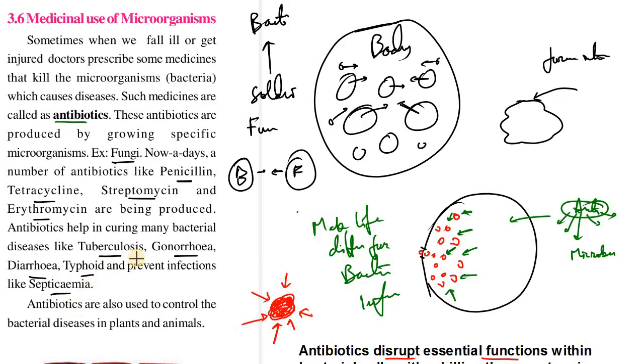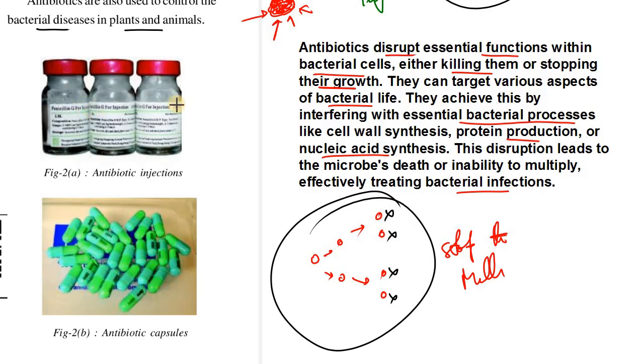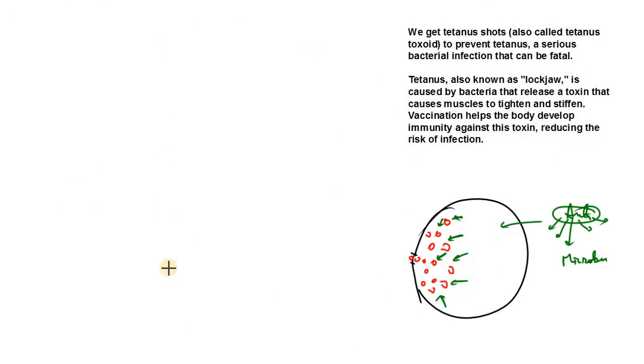Now, you see, not just humans, they are also used to contain bacterial diseases in plants and other animals as well. Look, these are antibiotic injections. The vial is there, you put the injection inside and inject it into a human or any other animal. And this is another way of taking antibiotics, the antibiotic capsule, which I've just shown you previously. Before moving forward, let me have some more discussion with you.